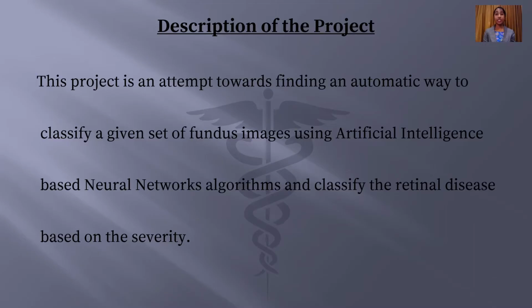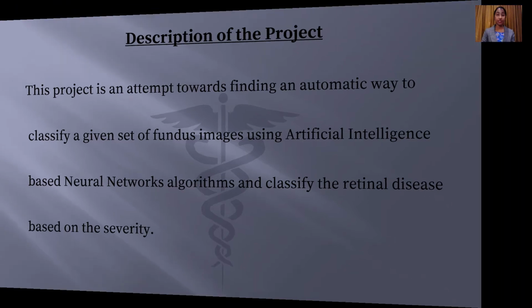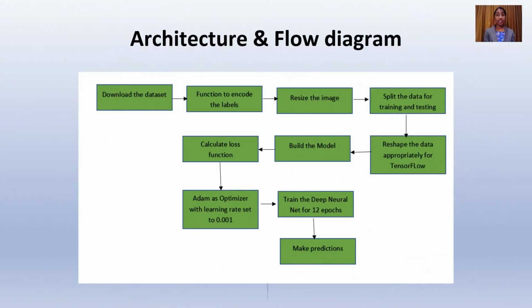My project is an attempt towards finding an automatic way to classify a given set of fundus images using artificial intelligence based on neural networks and algorithms, and classify the retinal disease based on the severity. Let's discuss the architecture of my program. It has 3 main stages: training the data, validating the data, and testing the data using TensorFlow libraries. The 3 main challenges are classification, segmentation, and detection, coupled with transfer learning and parameter tuning. I adopted ResNet for DR image classification.